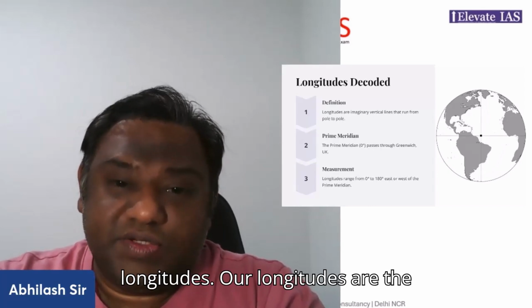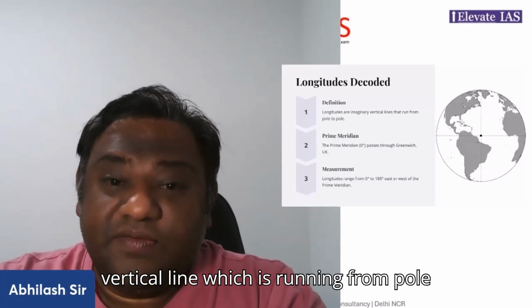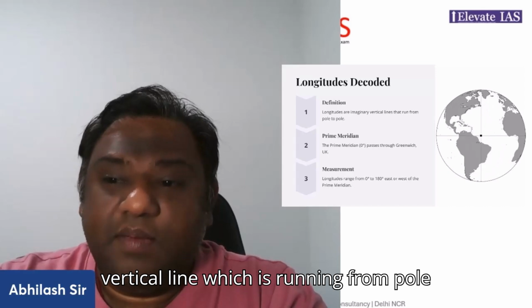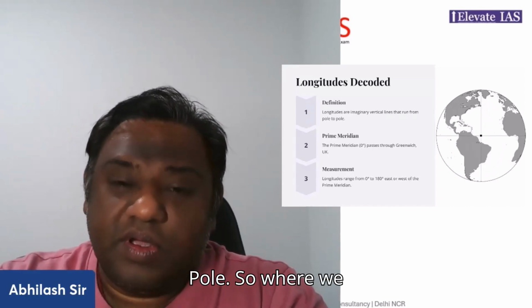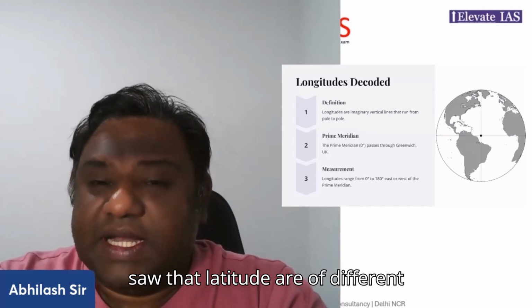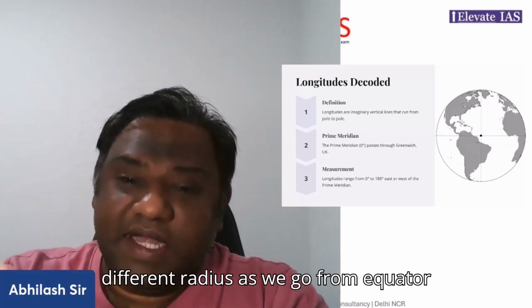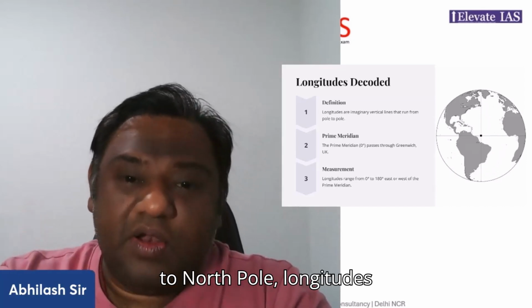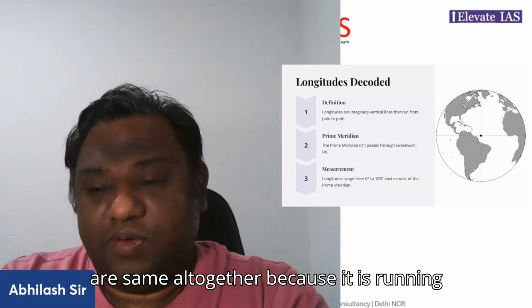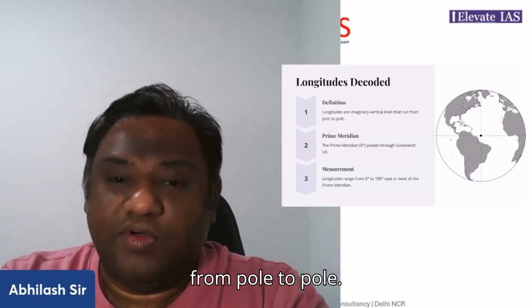Next is longitudes. Now, longitudes are the vertical lines running from pole to pole, that is from the north pole to the south pole. Where we saw that latitudes are of different radius as we go from the equator to the north pole, longitudes are all the same because they run from pole to pole.